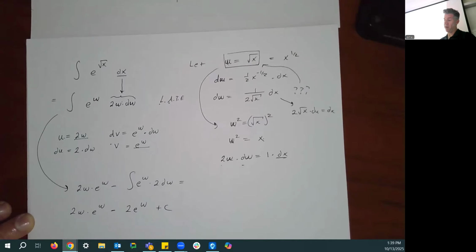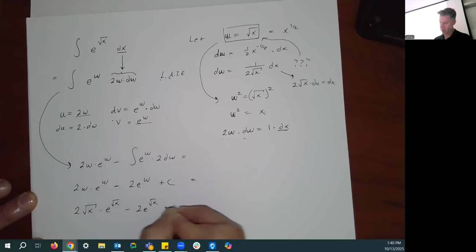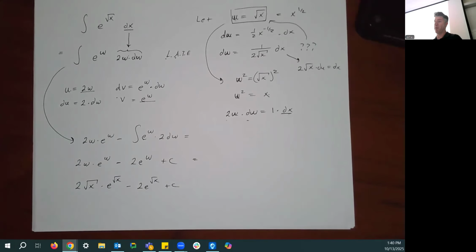And then we finally get to go back and say, oh, but w is really the square root of x, so we can write this as 2 square root of x times e to the square root of x minus 2 e to the square root of x plus c. So sometimes you have to do a u sub and integration by parts. When that's the case, I recommend choosing a letter other than u for your u sub.